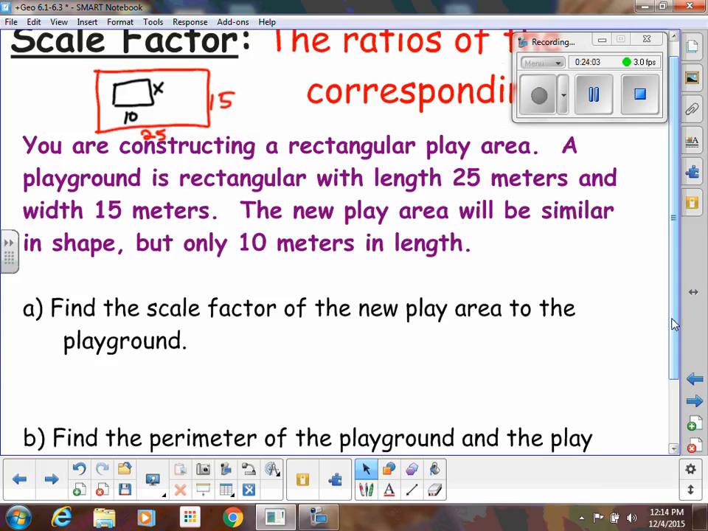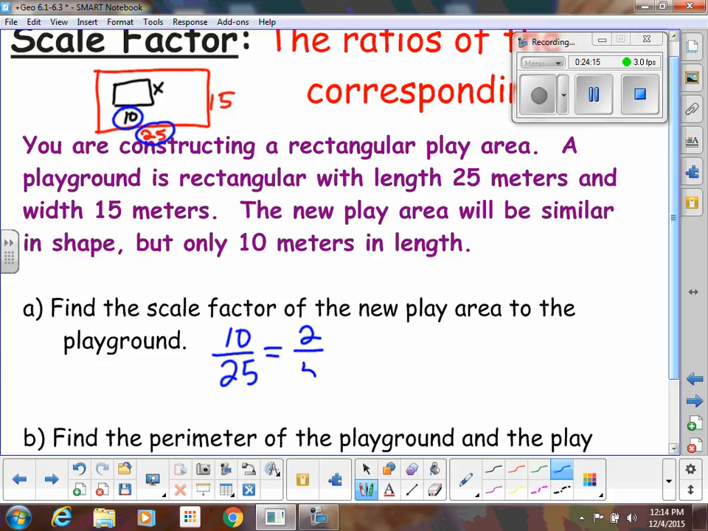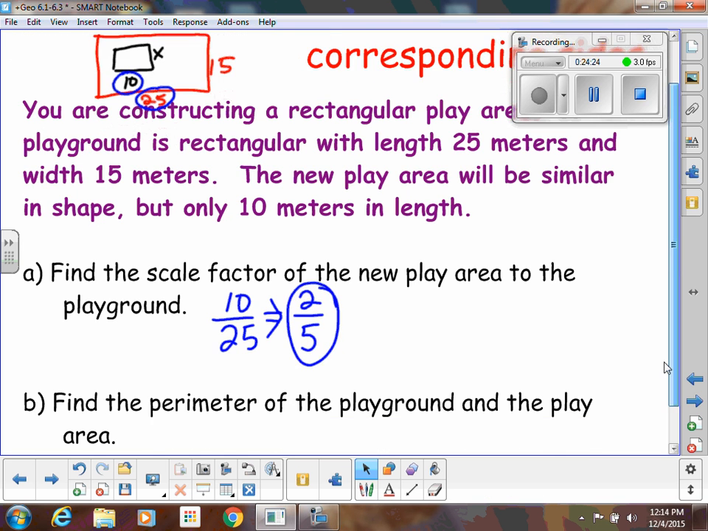So we're going to match up the 10 with the other length with 25. So if I do 10 over 25, and I need to reduce that, so reduce that by 5, that'll give me 2/5. 2/5 is my scale factor. All right, and then it wants us to find the perimeter of the playground and the play area.